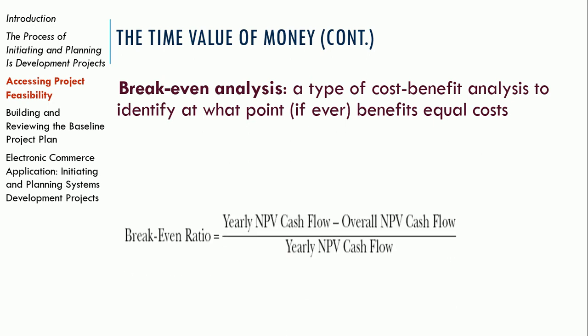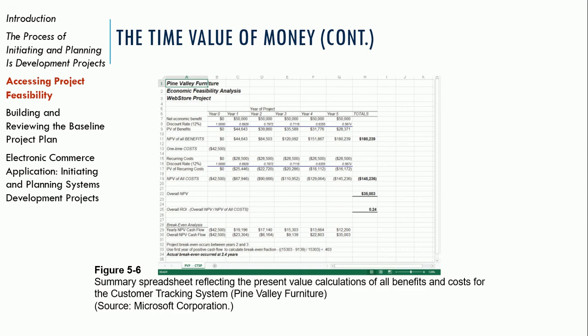This is going to be the equation for the break-even ratio, a little bit simpler than the previous one. You take the yearly net present value cash flow minus the overall net present value cash flow and divide that by the yearly cash flow. Not too complicated, but the end game is to get to a spreadsheet that looks like this. This is from Modern Systems Analysis and Design by Valacich and George, 8th edition.